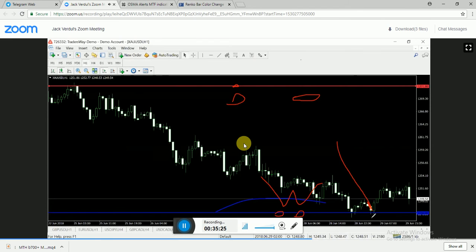If your entry was right here, what are you worried about? It literally bounced off and went up. Come on. It cannot break it. It's done. The market's literally saying you cannot go here no more. It's already done. It's over.